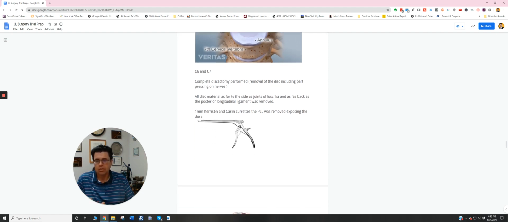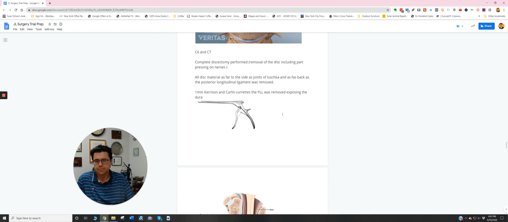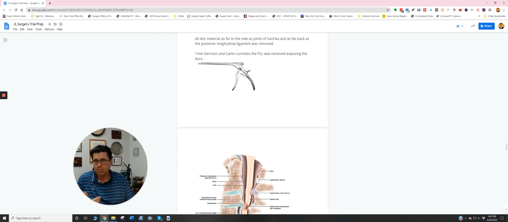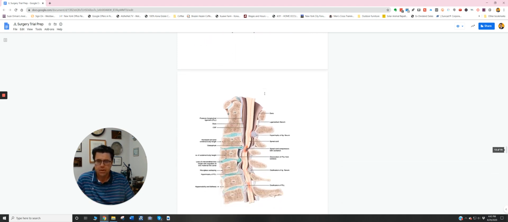And then he uses the 1 millimeter Kerrison and Carlin curettes, and the PLL, which is the posterior longitudinal ligament, was removed, exposing the dura. So that's kind of the example of the machine he used. And that's a little bit of a sample of a picture that shows the PLL and it shows the dura, which is kind of like also a sheath protecting the spine.